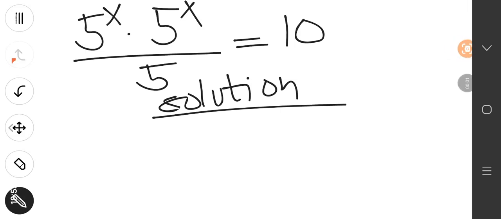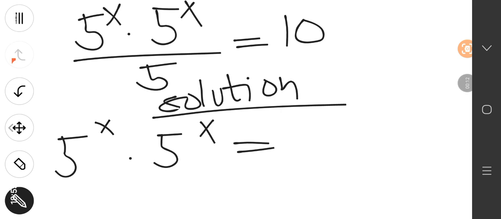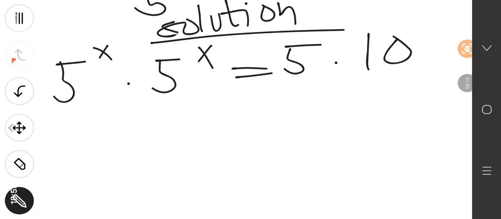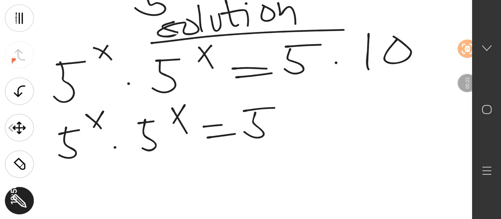5^x times 5^x over 5 equals 100. So our equation becomes 5^x times 5^x equals 5 times 10. Now we can write 10 as 5 times 2.